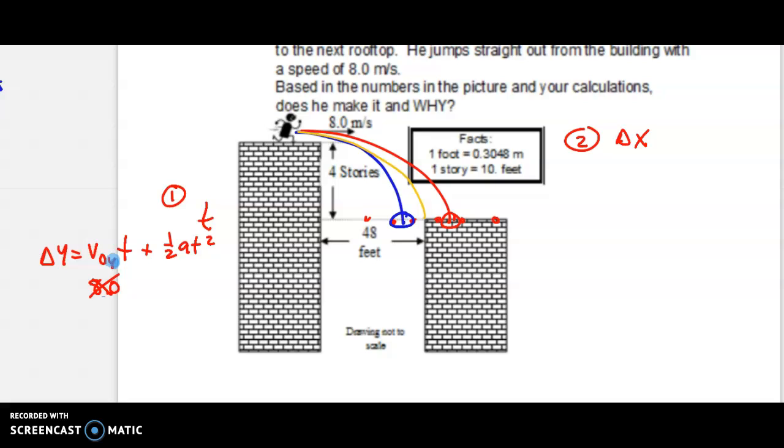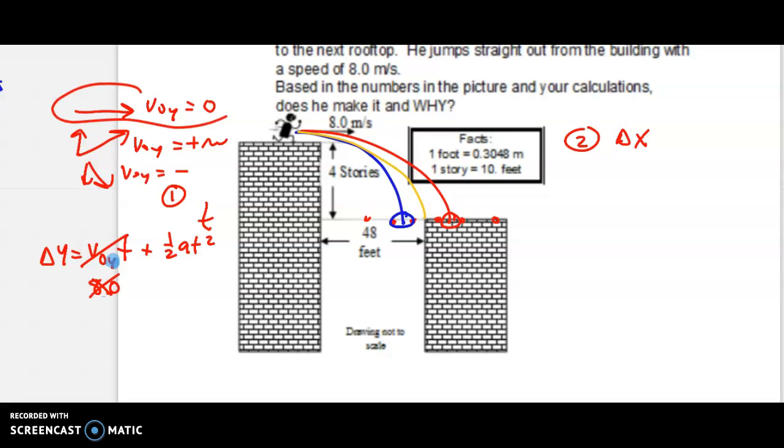Turns out this v0y is 0 because he's going straight out. So if I had a vector like this, the v0y would be 0. Now, if I had a vector like that, the v0y would be something positive, right? If I had a vector down like this, the v0y would be something negative. In this case, we don't have either of those. We're just going straight out. So a 0 in for that first term.